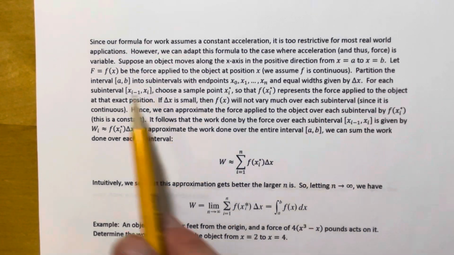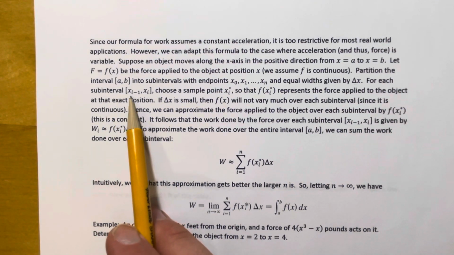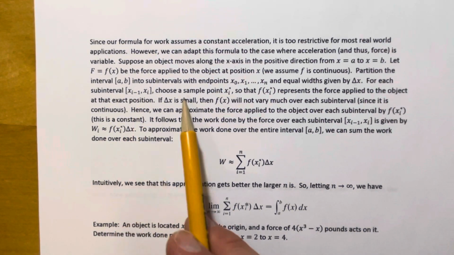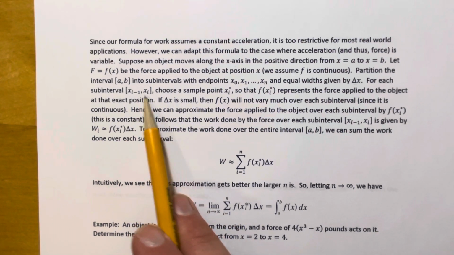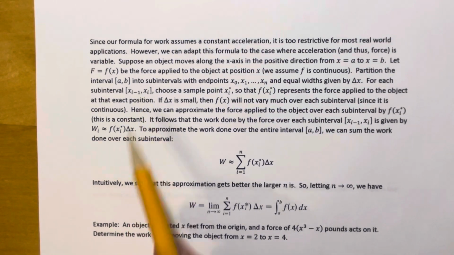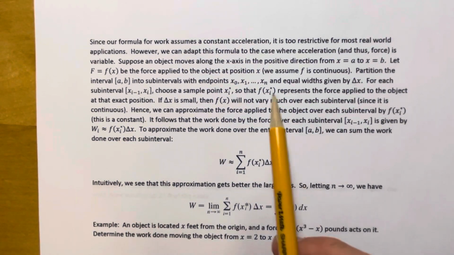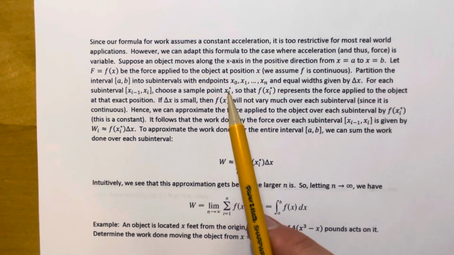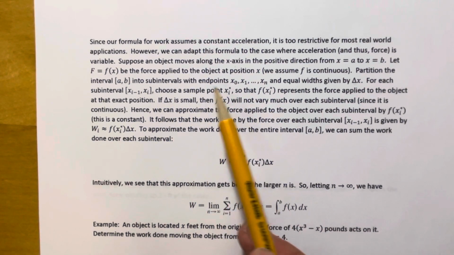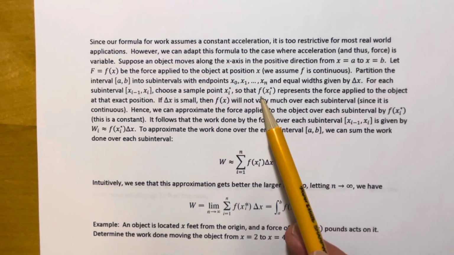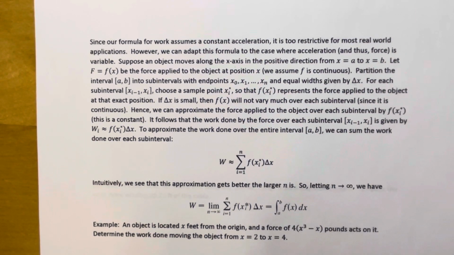Then what we're going to do is for each one of those subintervals, x_{i-1}, x_i for a general one, we're going to pick a sample point, x_i star. So some sample point that lives in that subinterval. Again, this is exactly what we do when we define the definite integral. Okay? So if I wanted to find the force being applied to the object at that exact sample point, that's what this function f of x_i star represents. That's how we defined it, right?